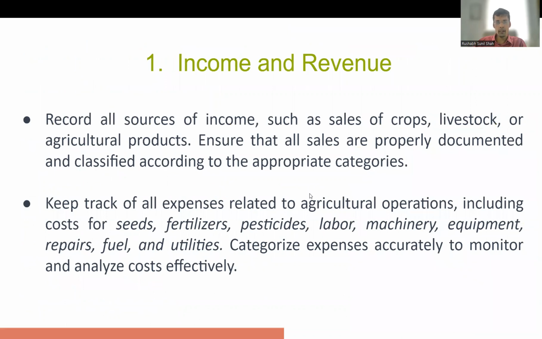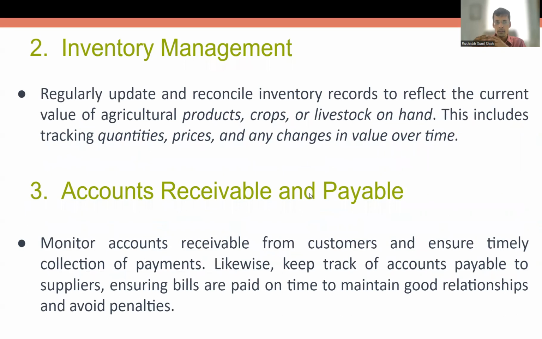In recording of income and revenue, it's very important to decide at what point the sale of crop, livestock, and agriculture product would be recorded. We need to look at the revenue recognition and ensure that it is recorded at the correct point in time. Expenses of seeds, fertilizers, and so on need to be categorized into various expense categories. And we need to customize a chart of accounts which ensures that you can give a proper report out of your books of accounts.